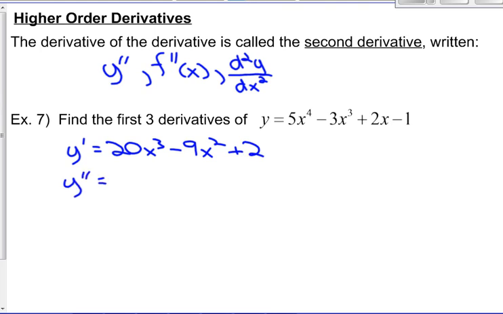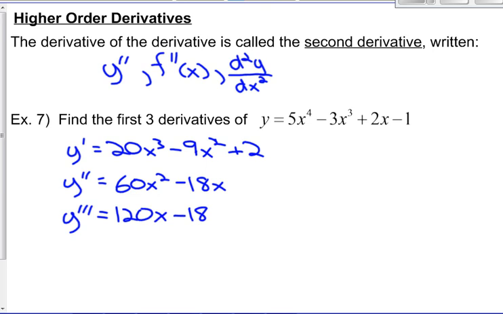y double prime just means find the derivative of y prime. So 20 times 3 makes 60. Power goes down by 1. 9 times 2 makes 18. Power goes down by 1. And 2 was a constant, so its derivative is 0. y triple prime, that's the third derivative. It's going to be 60 times 2, that's 120x minus 18.